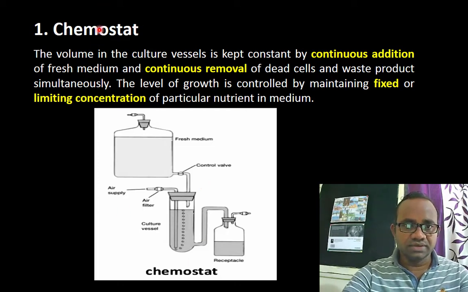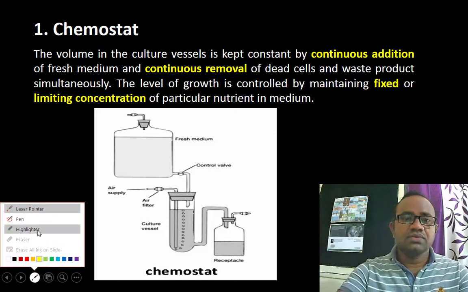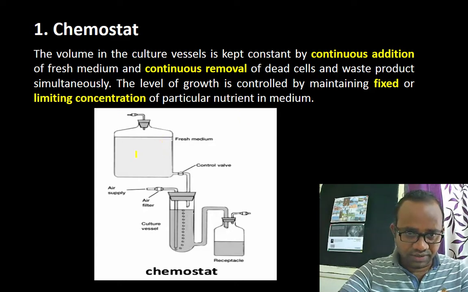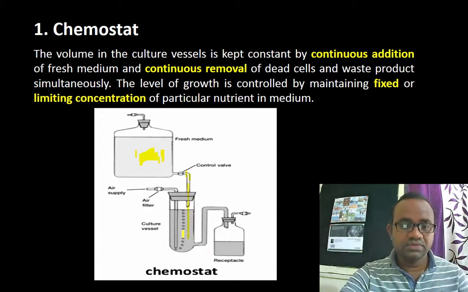First is the chemostat. The chemostat is actually an instrument, okay, which consists of a reservoir, which has a fresh medium. Then we will have another vessel where the bacteria will be growing, and third is the collector, where we can collect the bacterial cells. So what will we do? From this reservoir, the fresh medium is continuously added into this particular vessel where the bacteria are present.